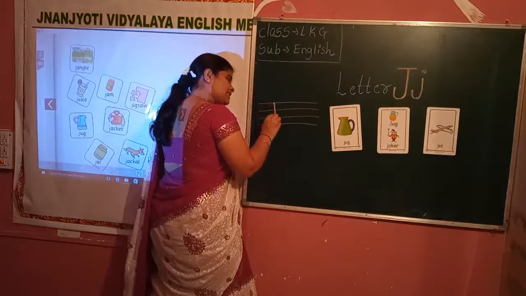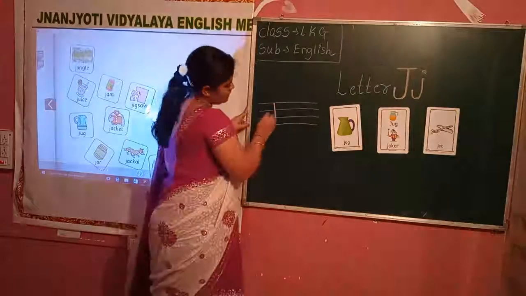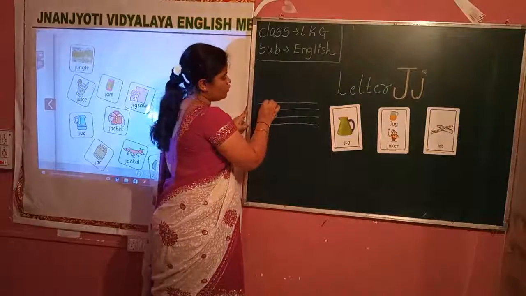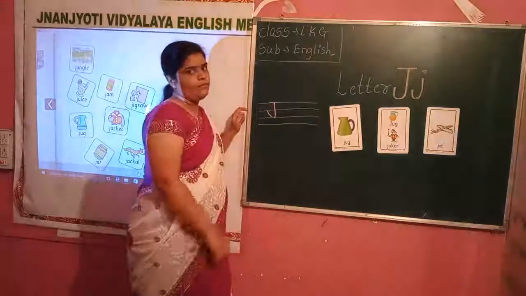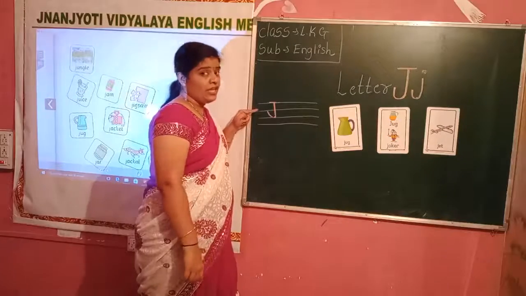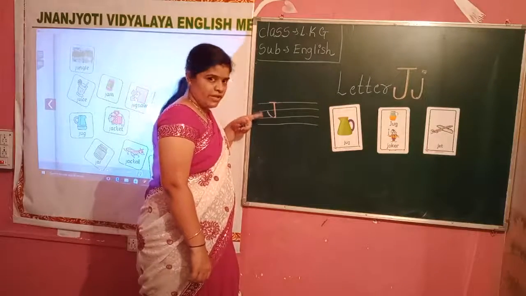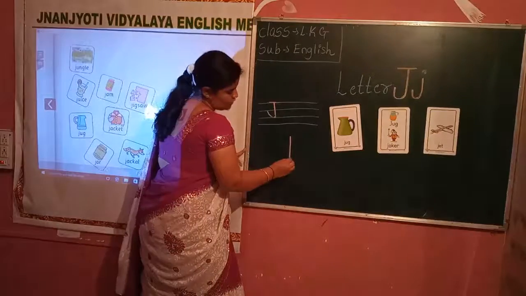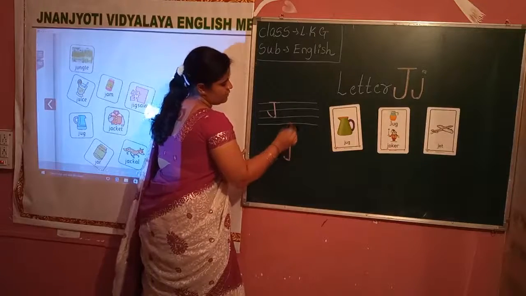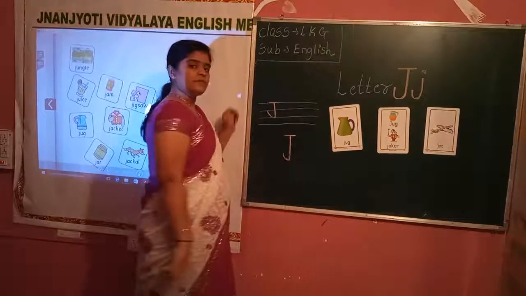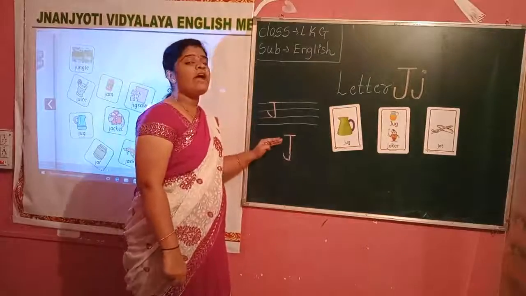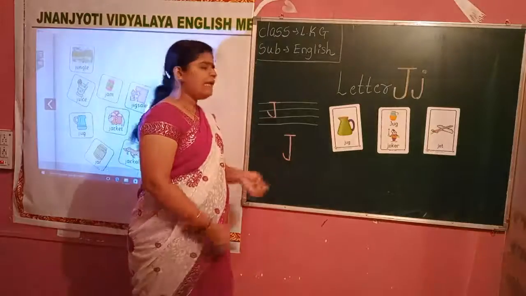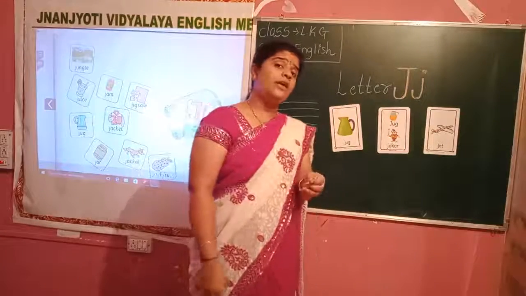First, we write a standing line. And we just curve it. And up we draw a sleeping line. We get the letter J, uppercase letter J. Once again I show you here. Standing line. You just curve it. And sleeping line. Yes, children, this is our uppercase J, capital letter J. Okay, then how do you write a small letter j?